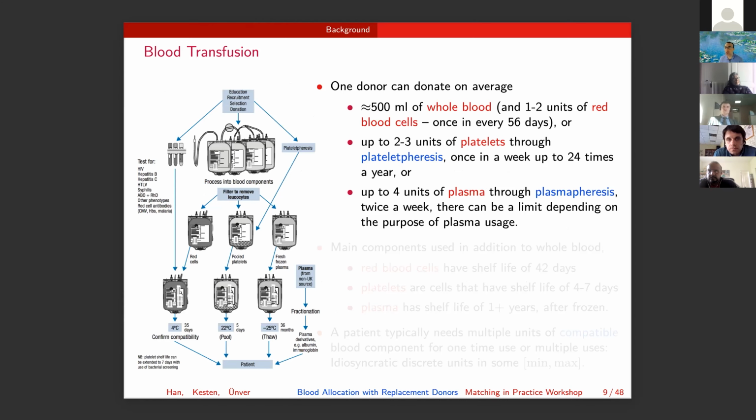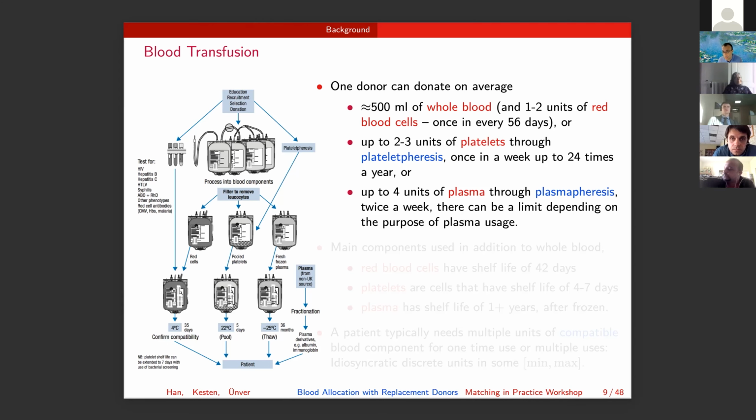So let me give more information about the background of this problem. To answer what Alexei was also asking, first of all, let me tell you a bit more about blood transfusion. Basically, this is a very nice picture from the health services website from UK. There are 3 major blood components. A donor donates either whole blood, and whole blood is separated into its components, but usually you can get 2 components out of whole blood.